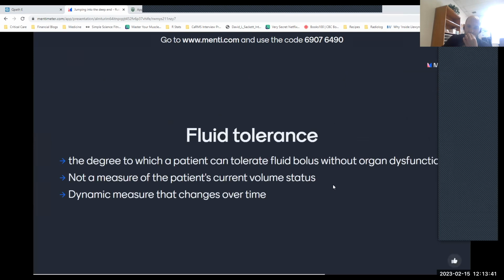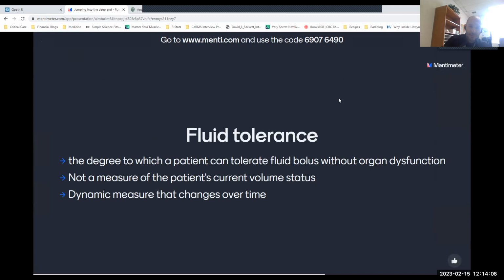Okay, so again, this is a very unique definition in the literature, and it's very close to what was described. There are various wordings for this, but ultimately it's some wording of the degree to which someone can tolerate a fluid bolus without organ dysfunction. By organ dysfunction, we refer to pulmonary edema, renal failure, elevated left atrial pressures, and signs of volume overload that cause end organ dysfunction. Again, it is not a measure of the patient's current volume status, and it is a dynamic measure that changes over time as fluid is administered.